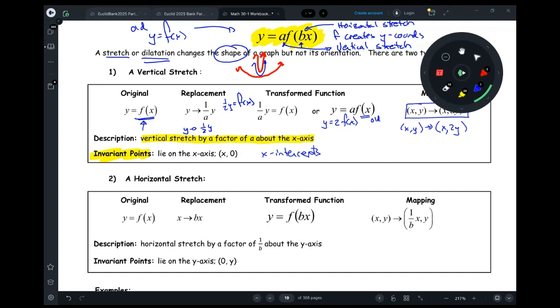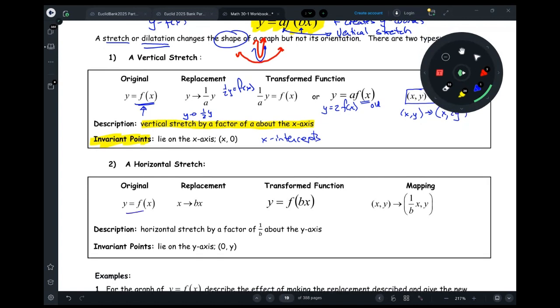Now, let's talk about the horizontal stretch. If I start with this original function, y equals f of x, I'm going to replace x with bx. Let's say, for example, that I replace it with 3x. That means in my original function, where I've got that x, I'm erasing it, and in its place, I'm going to put 3x.